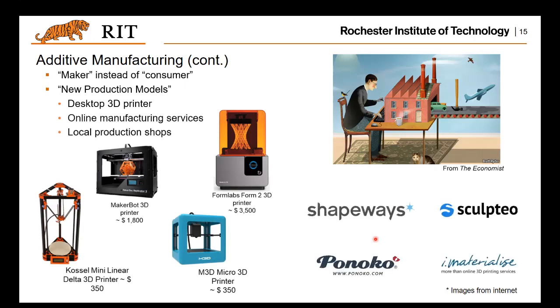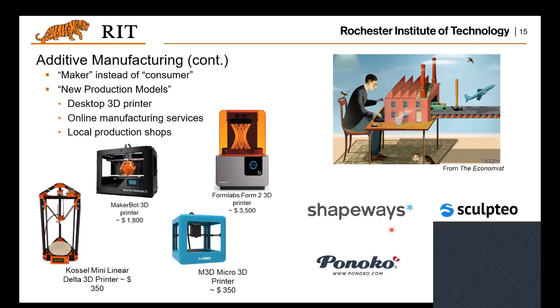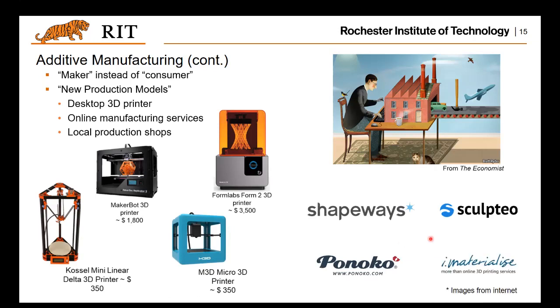Also, there are online production shops, local production shops and online manufacturing services. So these are some examples. Basically, you just design your product, upload it to those websites, and they will manufacture it and mail it to you. So that, again, changed the way of manufacturing from capital intensive and workforce intensive to idea intensive and, I would say, idea centric, creativity centric, right?